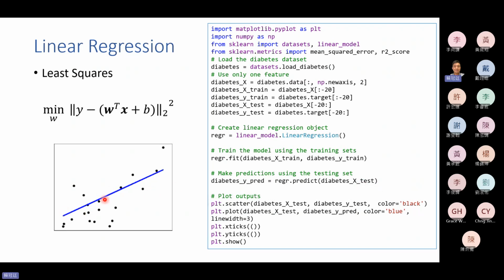Then we plot the prediction result. Because we only use a single variable, it's not very accurate. However, you can still see that some patients' data are fit by this simple linear regression model.